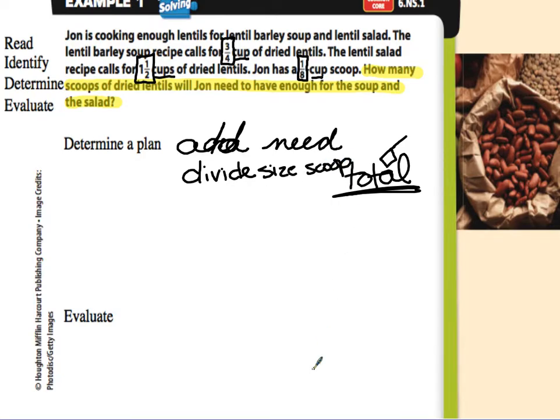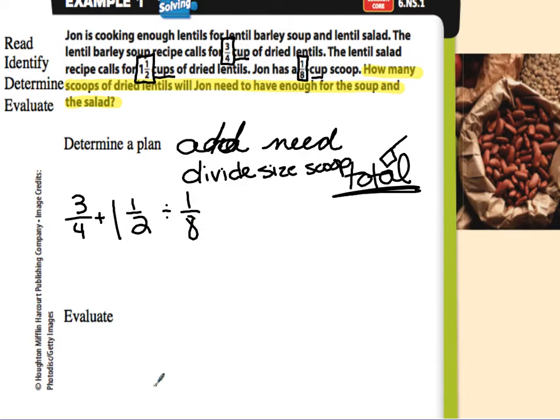So I'm adding what I need, which gives me the total that I need, and then I'm going to take that total and divide it out by my scoops. So mathematically, I'm going to add, and then I'm going to divide. In this case, I'm going to add the 3/4 plus the 1.5, and then I'm going to divide by 1/8.